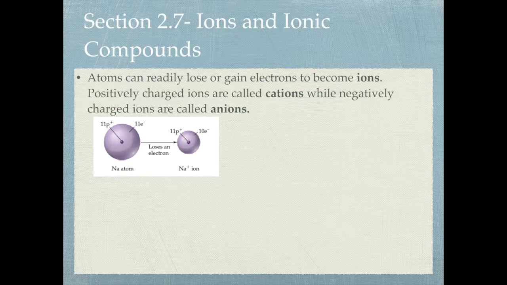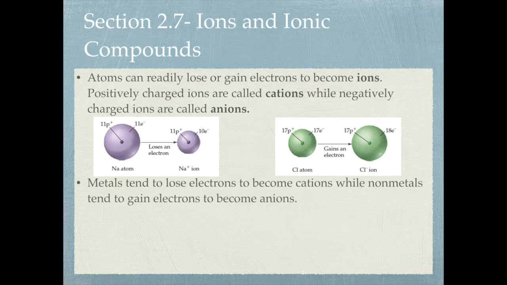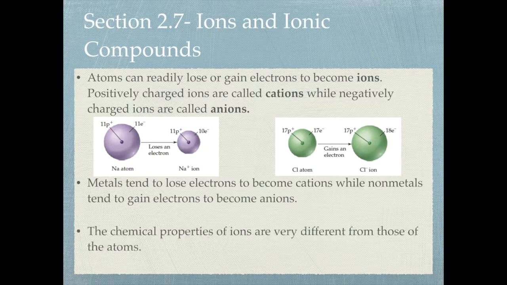For example, if sodium were to lose 1 electron, it would have a charge of +1. Now, chlorine, if it gains that 1 electron, would have a charge of -1. What you need to know is that metals tend to lose electrons and therefore become cations, while nonmetals gain electrons to become anions. That's why an ionic compound is between a metal, which lost the electron, and a nonmetal, which gained the electron or electrons.